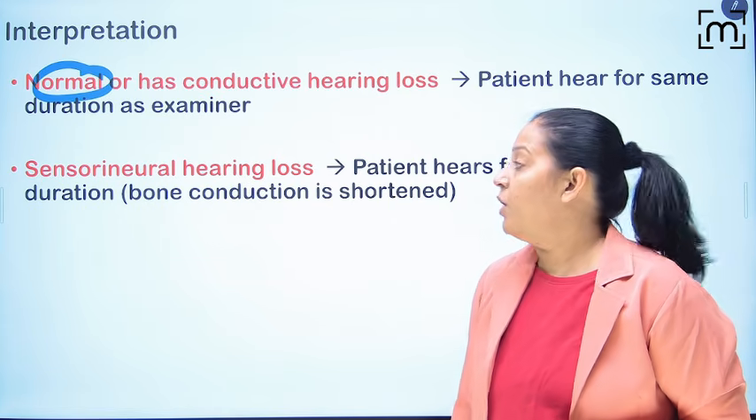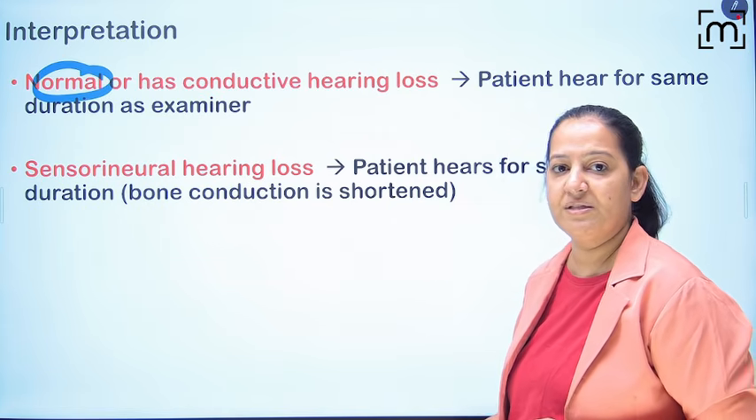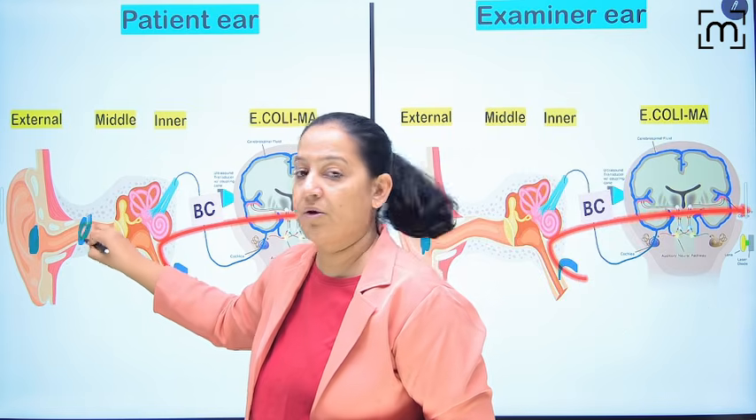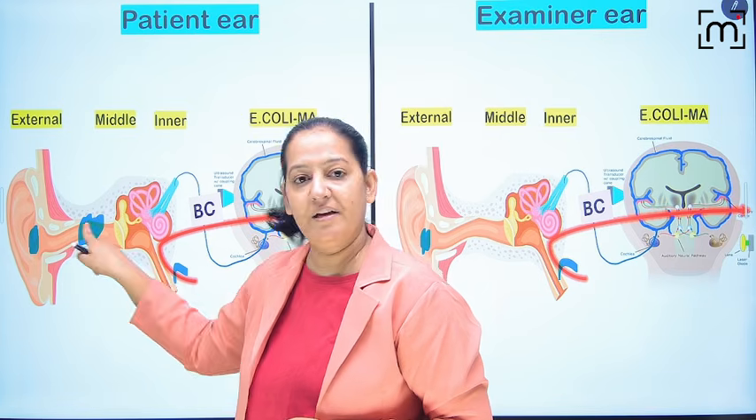Okay, got it or not? What happens in conductive hearing loss? My patient is having conductive hearing loss. Where is my patient? This is my patient. I will do conductive hearing loss. This is wax. I have occluded the ear, but this is wax.